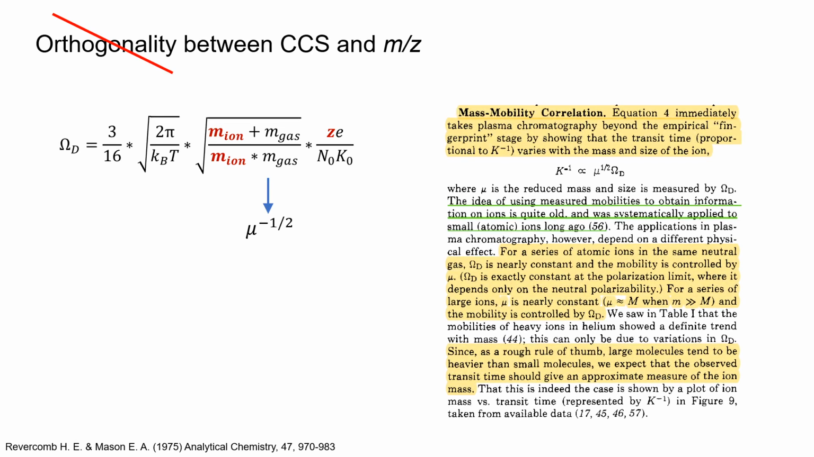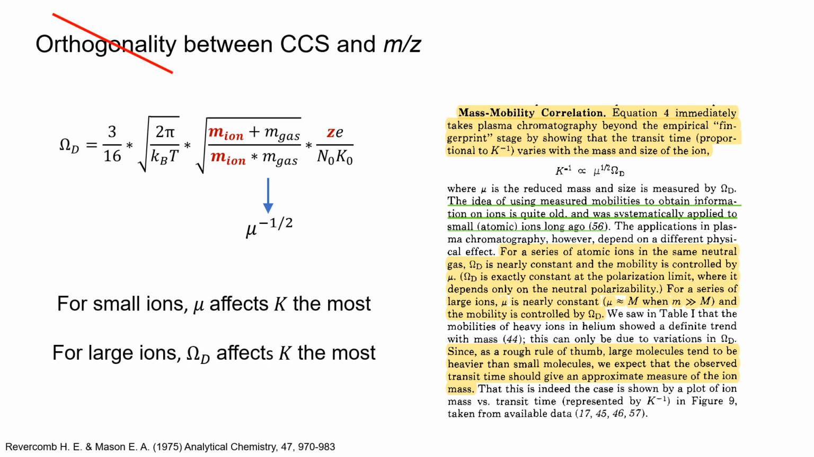And this is not a recent discovery. Mason and co-workers already acknowledged the mass mobility correlation in 1975. Another thought is that for small ions, mu is the parameter that affects the mobility the most, whilst for large ions it is the CCS that affects the mobility K the most. And this is why ion mobility is particularly advantageous in the structural and conformational characterization of large molecules, as it can provide additional insights on the size and shape of an analyte.